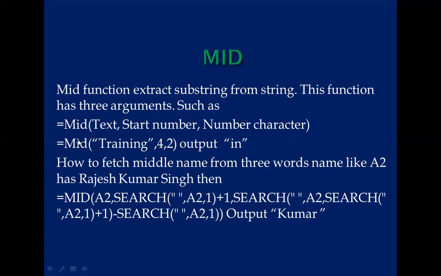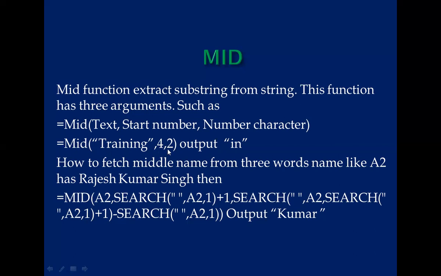Here I have given one example for MID. In MID, for text I have passed training. Here I have taken the start number as the fourth character. The fourth character is 1, 2, 3, 4, I. So from I, you have to pick two characters. This is how many characters you want to pick. From the fourth character, I have to pick two characters. So 1, 2. I, N will be the output of this function.